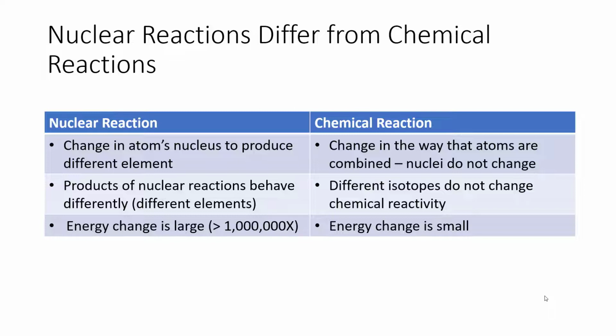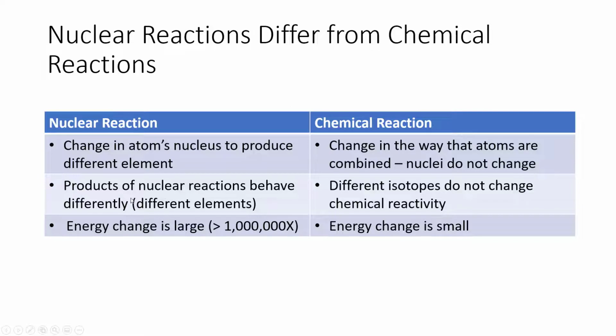So number 4 of Dalton's laws is talking about chemical reactions, where we're not actually changing the identity of the atoms, only the way in which they organize. Nuclear reactions are a totally different classification of reaction, where we are actually seeing a change in the specific types of atoms involved in the reaction. So for a nuclear reaction, you see a change in the atom's nucleus to produce a different element, whereas for chemical reactions, you change the way in which atoms are combined. Okay, so that was the 4th of Dalton's laws.